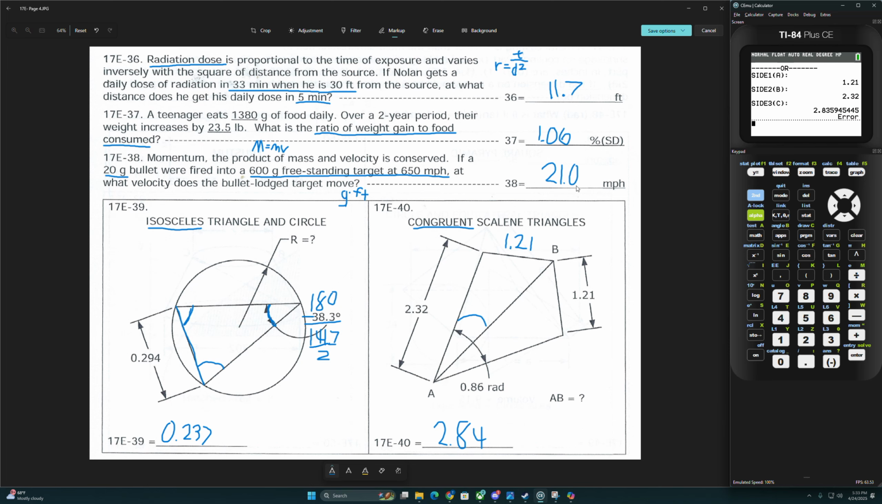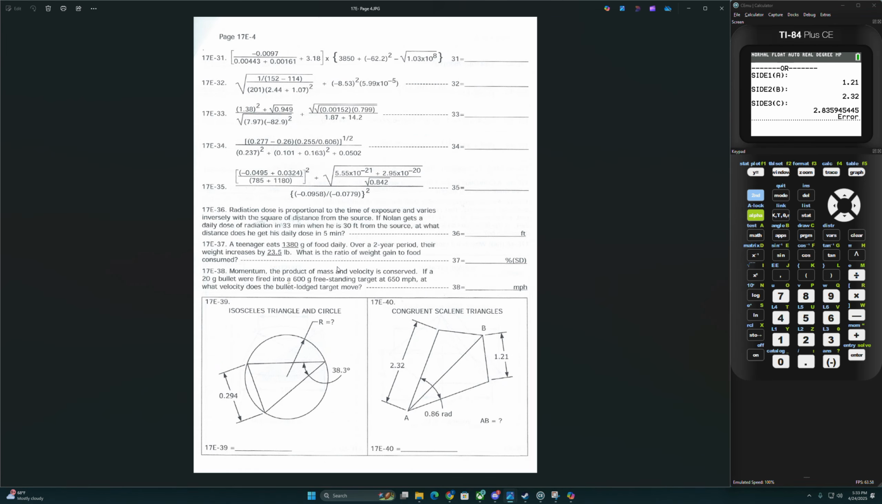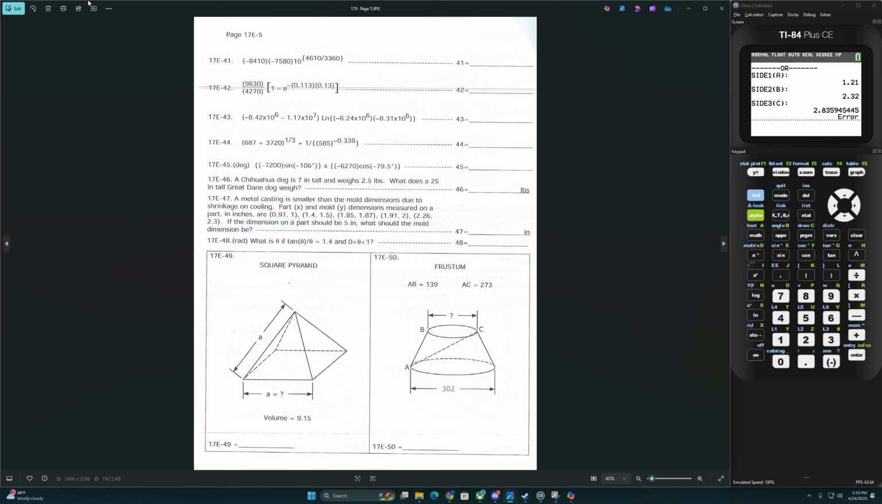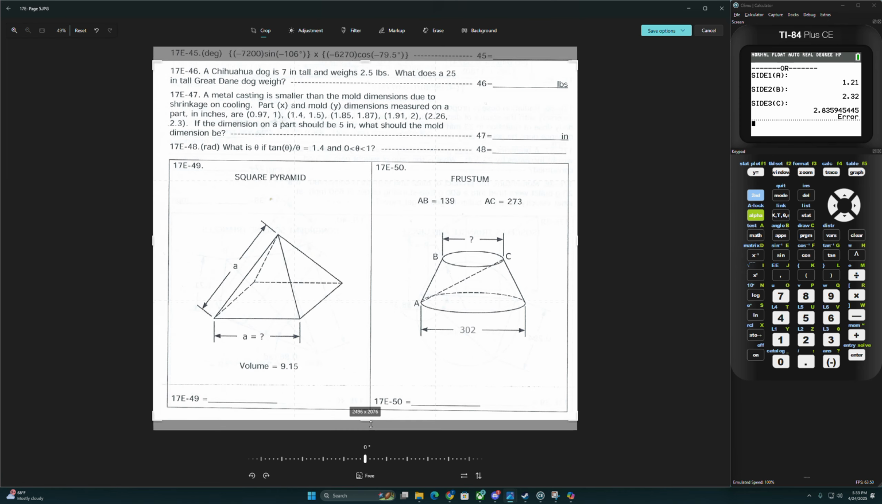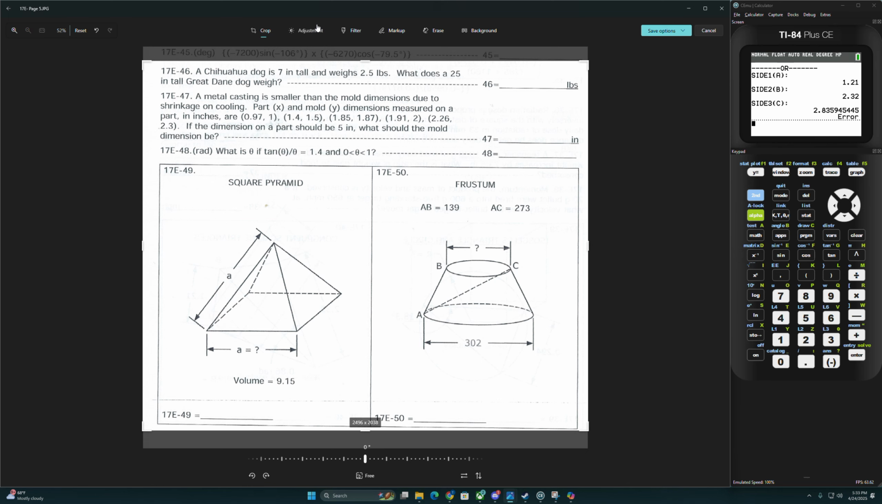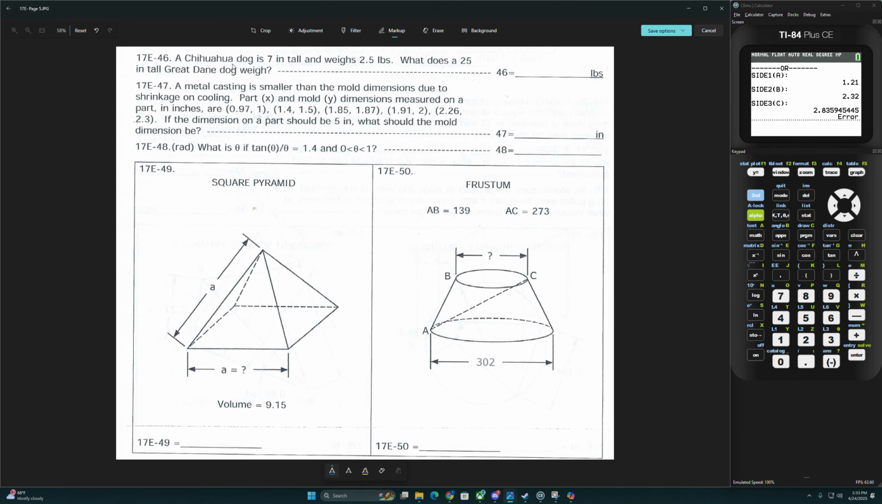Okay, now we're going on to page 5. All right, page 5. Let's crop that a little bit. Crop that up. All right. A Chihuahua dog is 7 inches tall and weighs that much. What does a 25-inch tall Great Dane dog weigh? This is pretty easy. Just set up an equation.